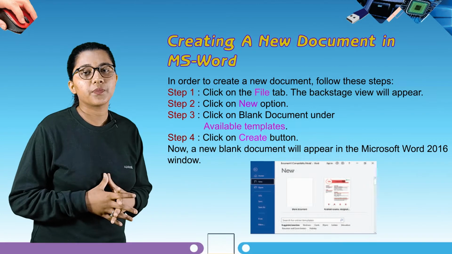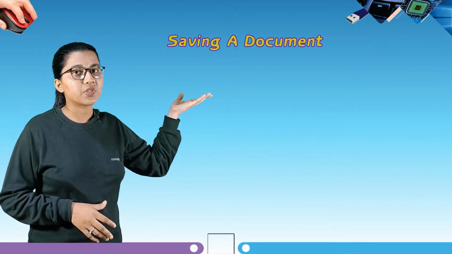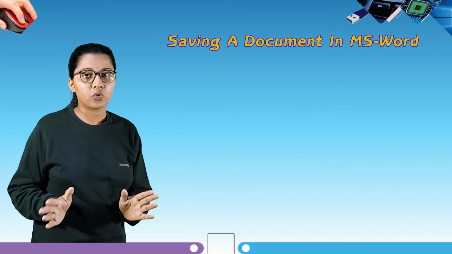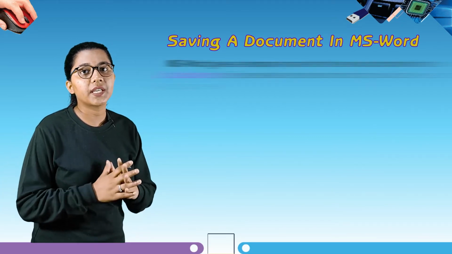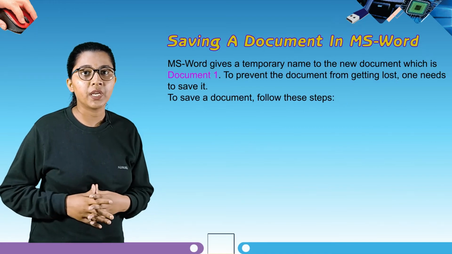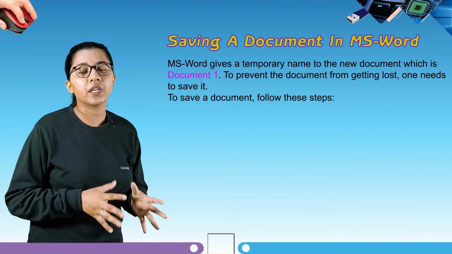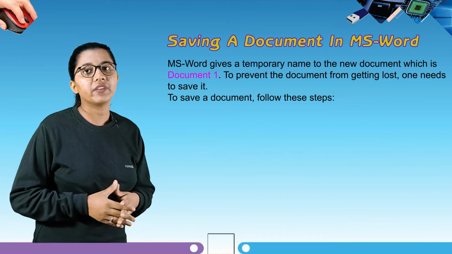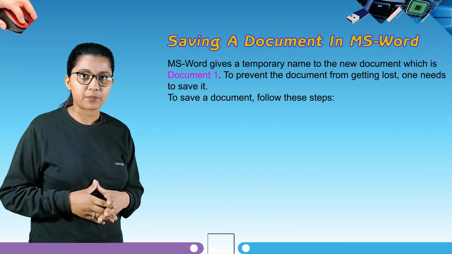So students, now let's know about saving a document in MS Word. How can we save a document in MS Word? MS Word gives a temporary name to the new document, which is Document 1. To prevent the document from getting lost, one needs to save it. To save a document, follow these steps.